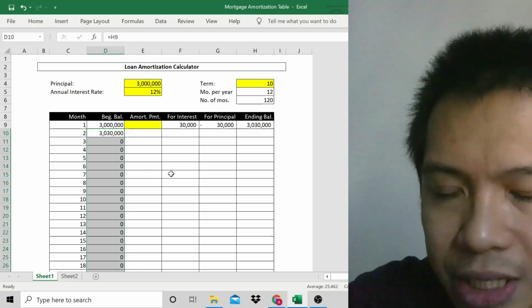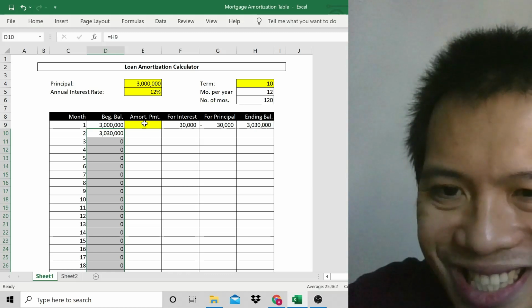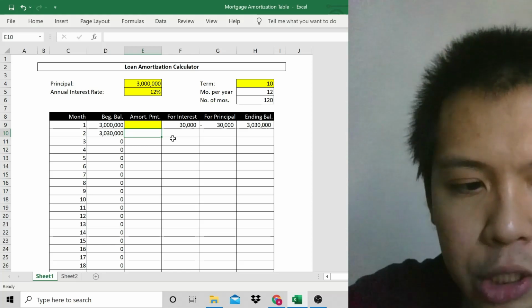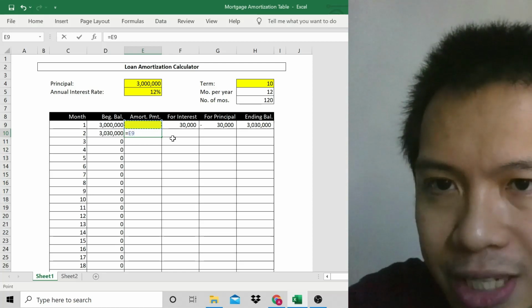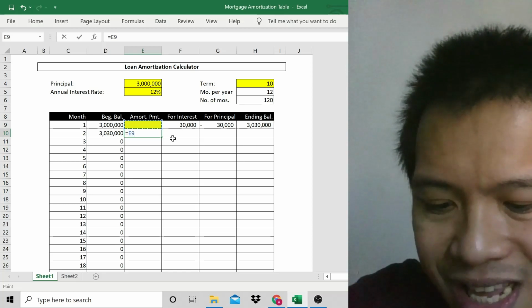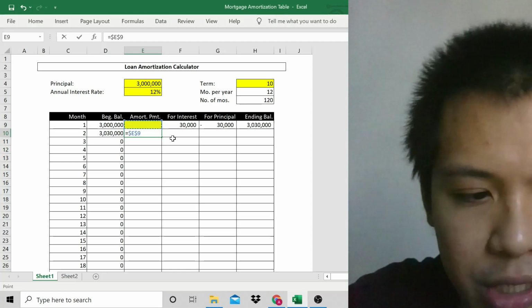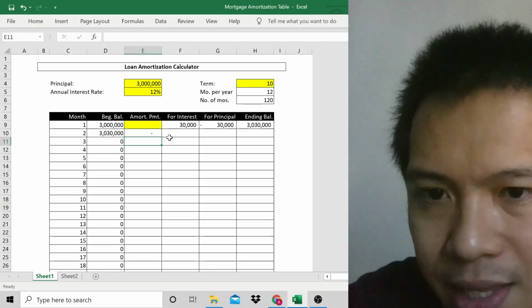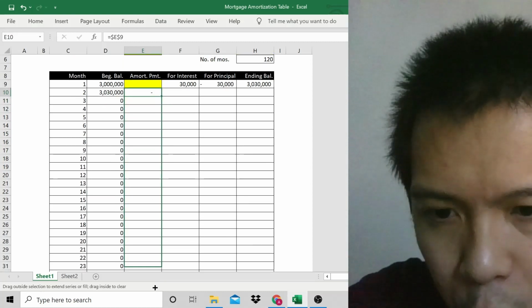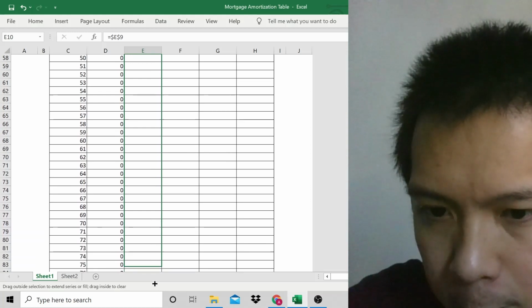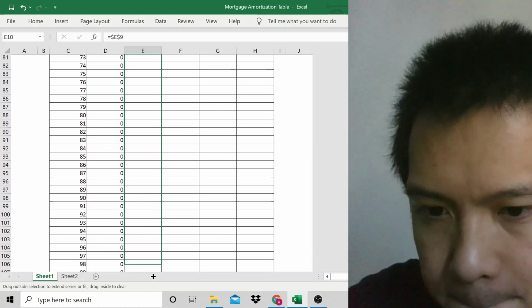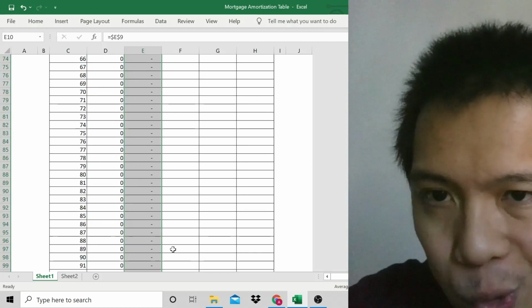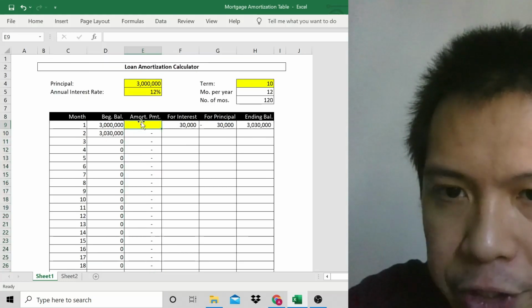As for our amortization payment, we do not know what this is yet. So what we know is that this is a constant amount. So just press equal to the amortization payment in E9, F4, so that the cells wouldn't shift. So that's $E$9. Okay, then let it go until the last month. Okay, that's month 120. So far, we have no figure here.